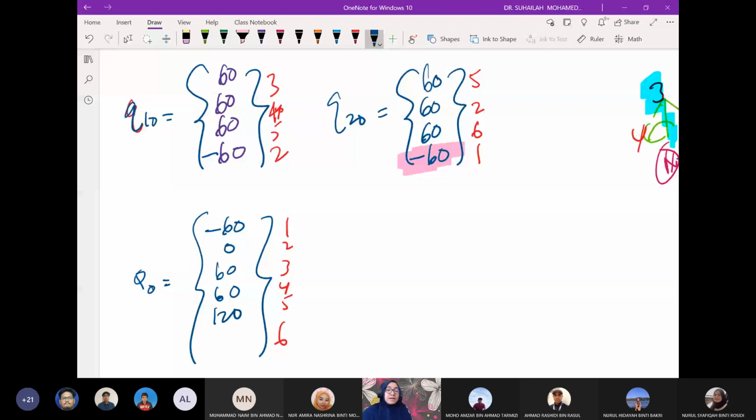Okay, dapat. Macam tu je. Okay, dia actually simple je. Kalau you follow this step, dia simple lah. Because we use diagram, we compare the diagram and we put the value into the matrix.